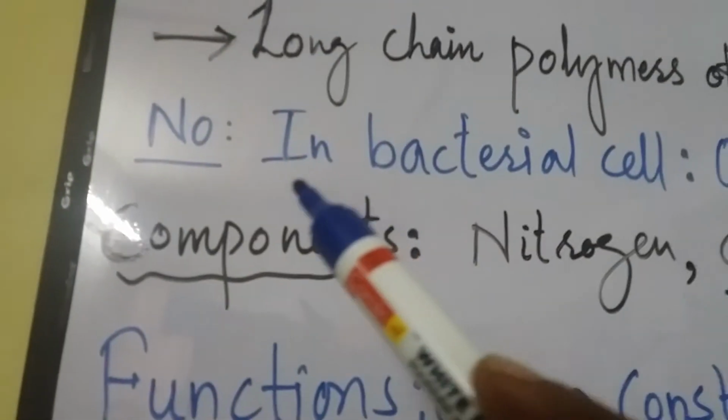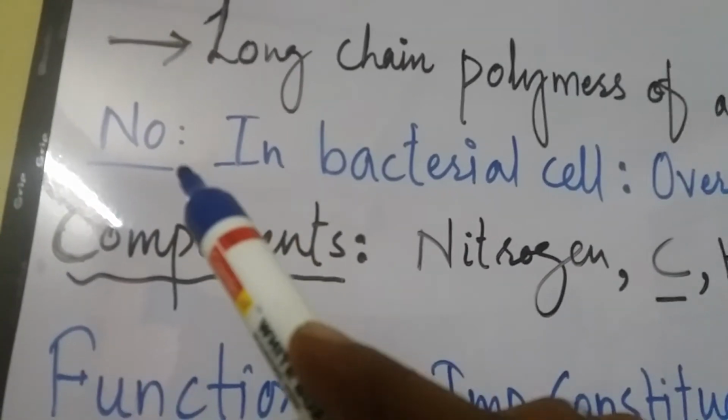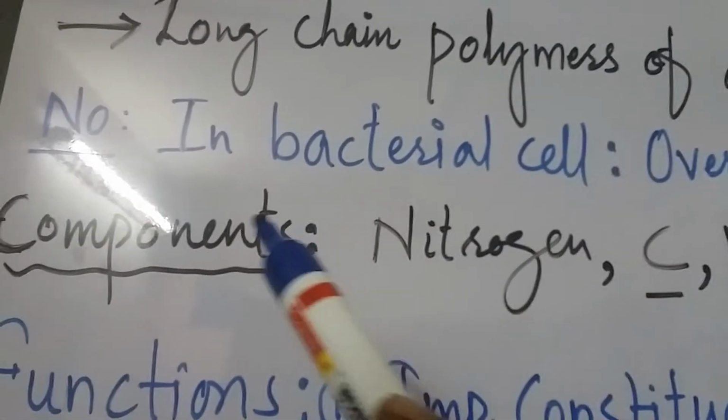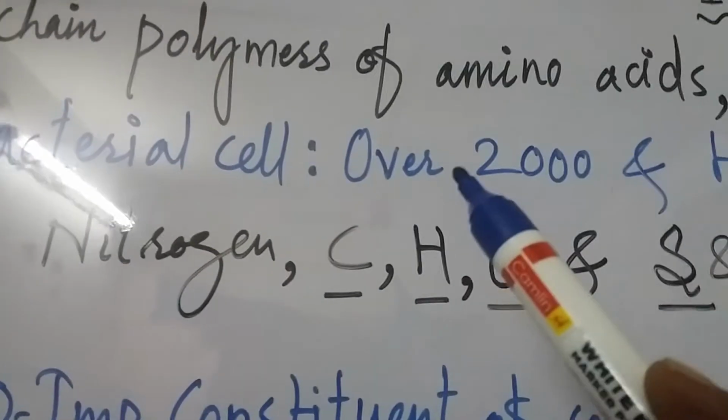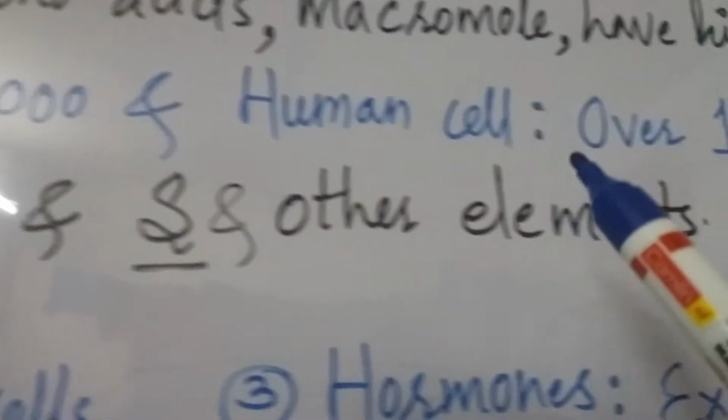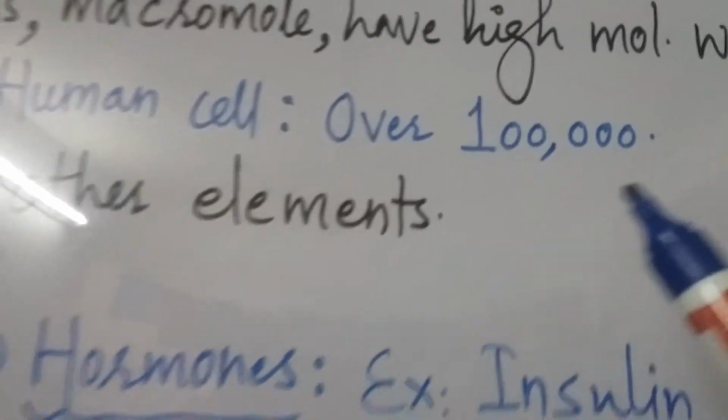What is the number of proteins in the different cells of an organism? The number varies from a bacterial cell to a human cell. In the bacterial cell the number of proteins is over 2000, while in the human cell the number of proteins is over 1 lakh.